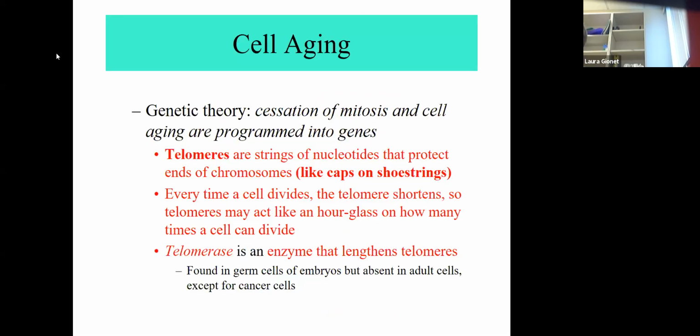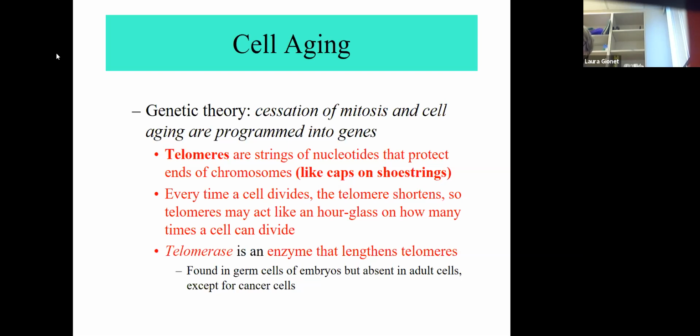Cell aging, this is a genetic theory. Cessation of mitosis and cell aging are programmed into our genes, because our cells live for a long time. But often, as we get older, the cells that we're replicating are sometimes a little faulty, or not exactly what we should be producing. And it has to do with what are called the telomeres.